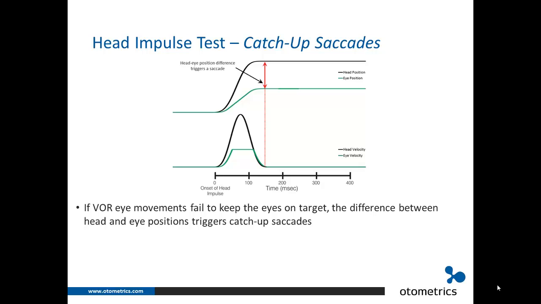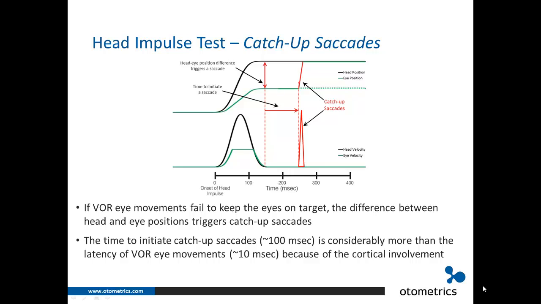The difference between head and eye positions triggers a catch-up saccade, but the saccade does not occur immediately because of the initiation time that's required for such saccades. The time that it takes for a catch-up saccade to appear is approximately 100 milliseconds. This is considerably more than the VOR latency because of the cortical involvement.